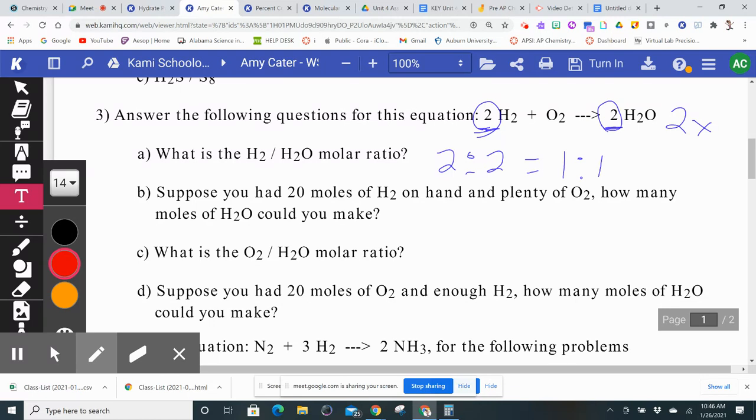Okay? Same concept. So if I had 20 moles of H2 and plenty of oxygen, how many moles of water could I make? You can reason this one out because it's a 1-to-1 ratio, but I want to show you how to do your railroad tracks to figure that out. So we're given this first. You write down what you're given first. 20 moles of H2.